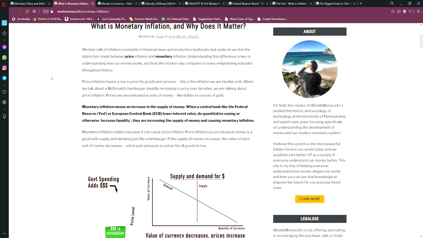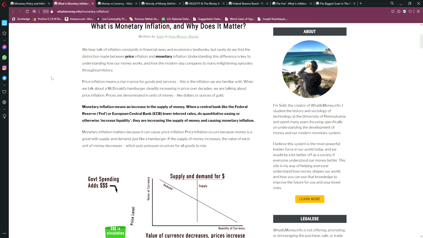We hear talk of inflation constantly in financial news and economic textbooks, but rarely do we find the distinction made between price inflation and monetary inflation. Understanding this difference is key to understanding how our money works and how the modern day compares to many enlightening episodes throughout history. Price inflation means a rise in price for goods and services. This is the inflation we are familiar with. When we talk about a McDonald's hamburger steadily increasing in price over the decades, we are talking about price inflation. Prices are denominated in units of money, like dollars or ounces of gold. I like that whoever wrote this said that.